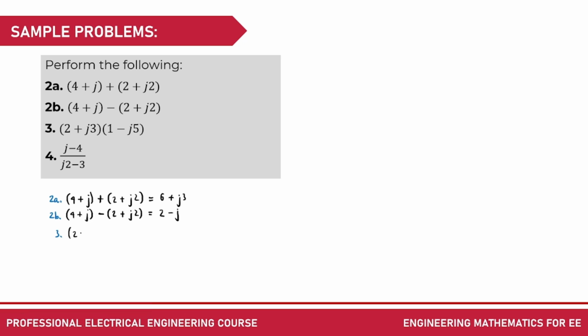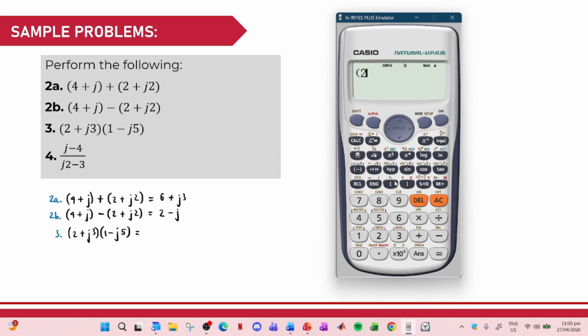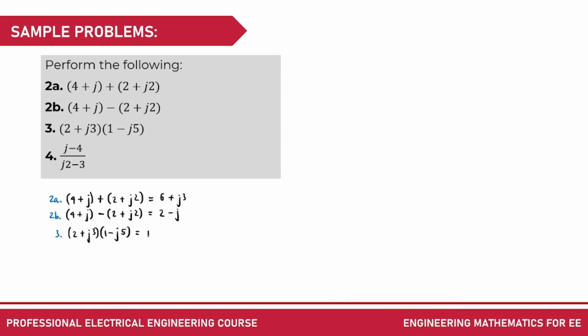This is 2 plus j3 multiplied by 1 minus j5. For this part, we have 2 plus j3 multiplied by 1 minus j5. Okay? And then you get 17 minus j7.